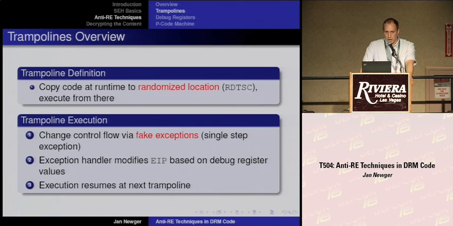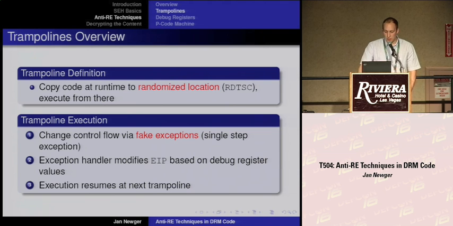So the actual control flow is changed via fake exceptions. In this case, since it's a fake exception, we need to have some unique exception identifier. In this case, it's a single-step exception, and this also possibly interferes with an attached debugger. And the exception handler actually modifies the instruction pointer based on some debug register values.